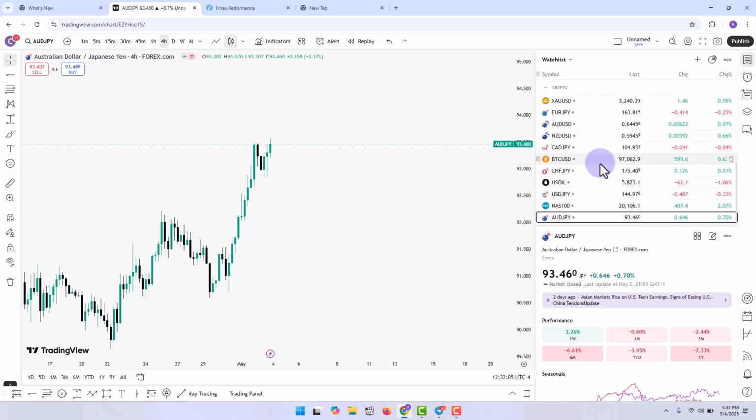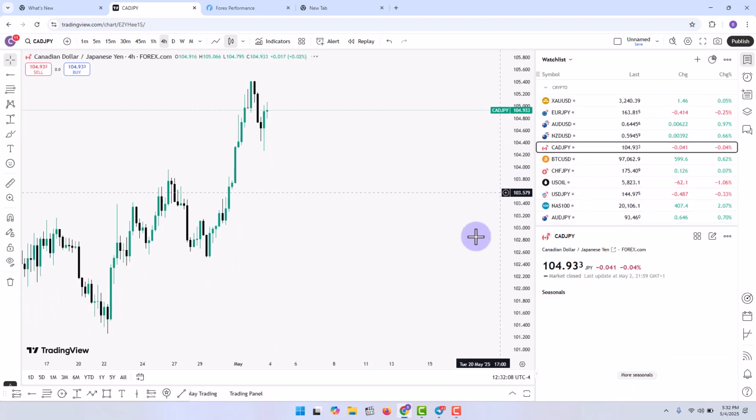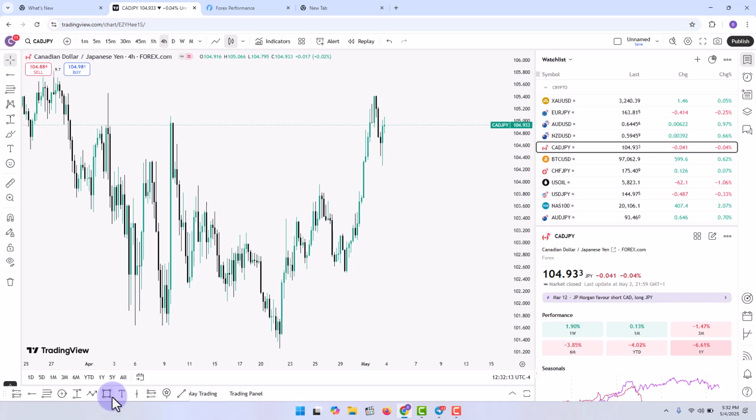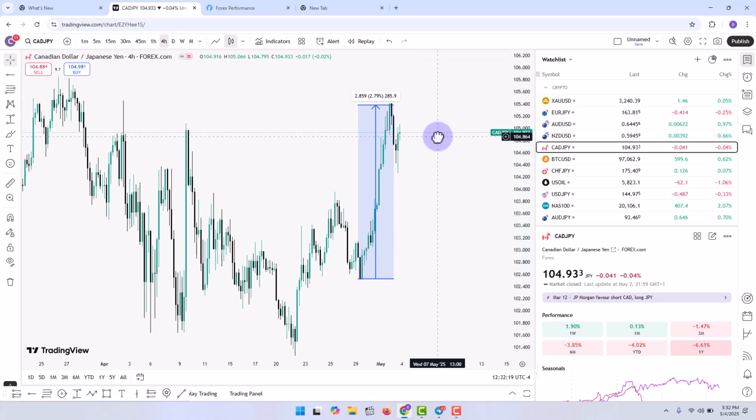CAD JPY also delivered better last week. Let's take a look. Do you see it as well delivered almost the same, over 200 pips in price delivery? It delivered over 285 pips during the course of the week between Tuesday, Wednesday, and Thursday. This guy delivered over 280 pips as well. This is very interesting.